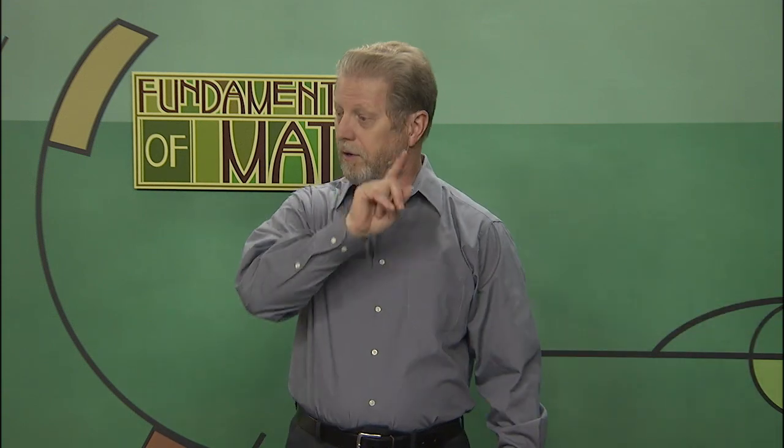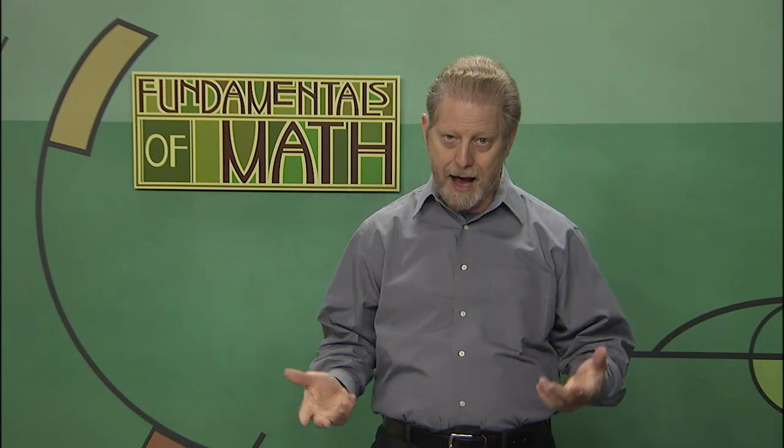So on the number line, you have your positive numbers going to your right and your negative numbers going to your left. So they're as far apart as they can get. They are opposites. 7, negative 7.